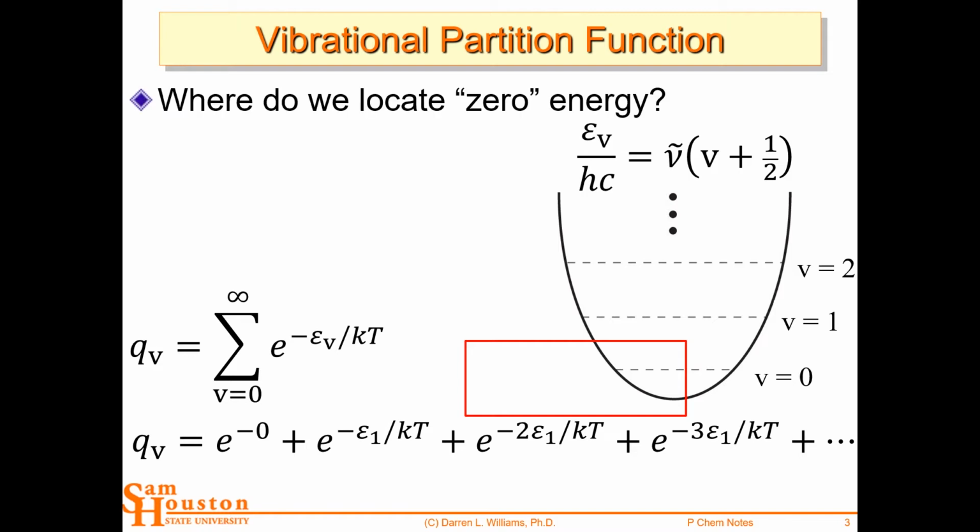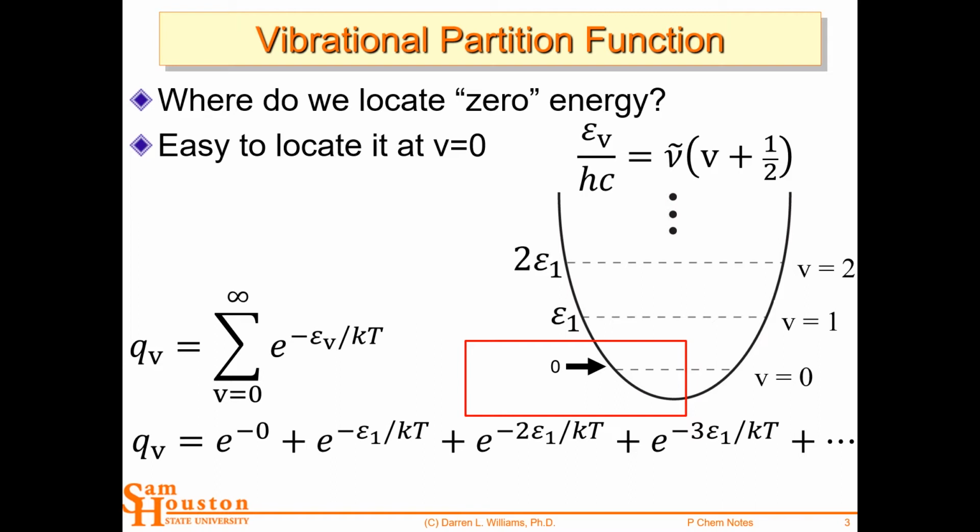The first question, though, is where do we locate zero energy? We could locate it at v equals 0, that lowest vibrational state. But that's also a property of the molecule. If we were to compare two different molecules, we can easily calculate the electronic energy minimum, which gives us the minimum of that parabola. And so we could also locate zero at the bottom of that potential well.